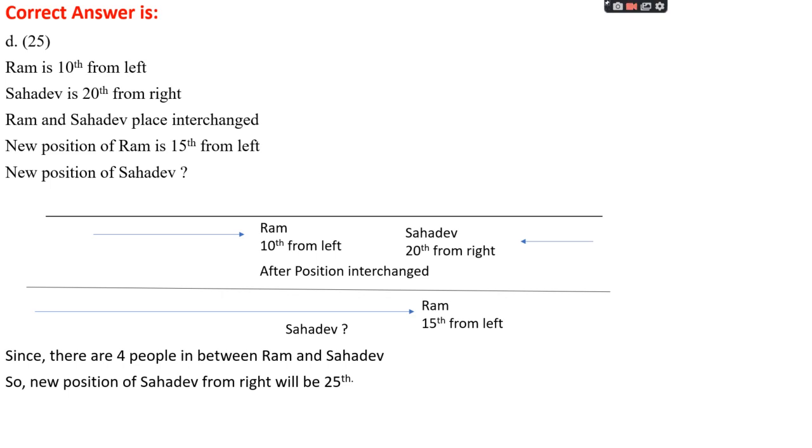Ram is 10th from left. Sahadev is 20th from right. Ram and Sahadev interchange places. After that, the new position of Ram becomes 15th from left. Since there are 4 people in between Ram and Sahadev, the new position of Sahadev from the right end will be 20th, then 21, 22, 23, 24, which is the 4th person's rank, and so Sahadev's rank will be 25th from the right-hand side.